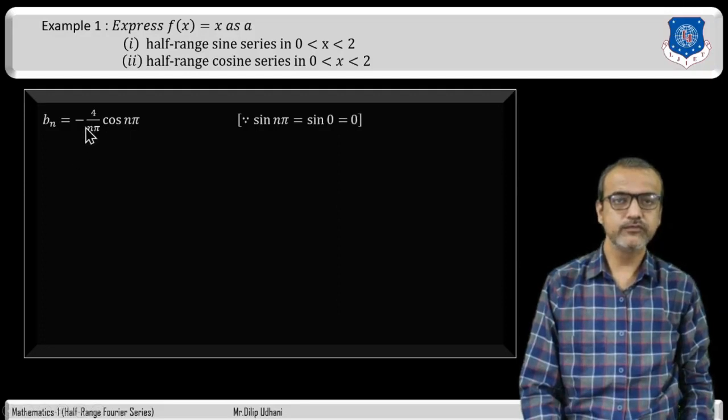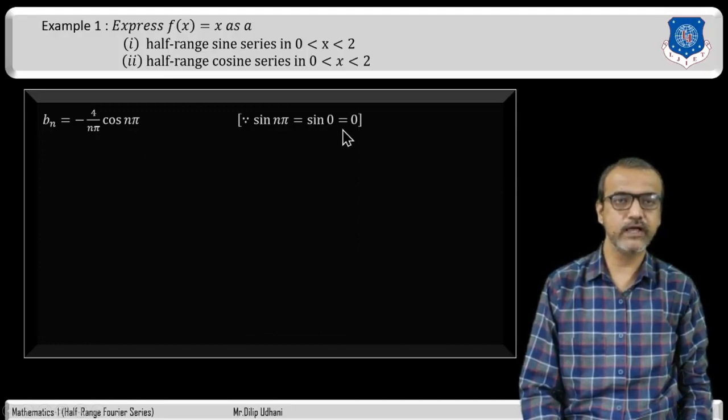So bn equals minus 4 upon n pi cos n pi, and you have to write down this reason because sin n pi equals sin 0 equals 0. Now the value of cos n pi is minus 1 to the power n, so we have bn equals minus 4 by n pi into minus 1 to the power n.